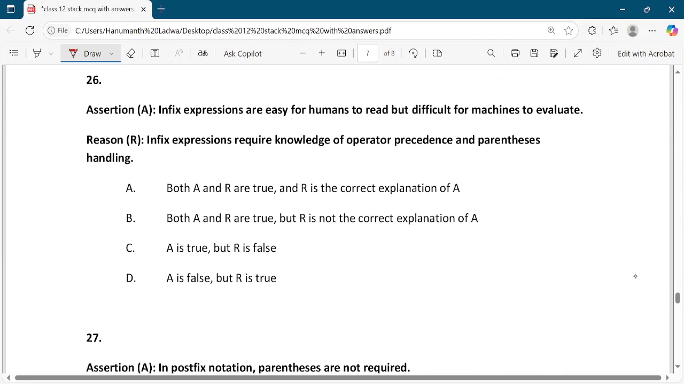Question number 26. Assertion A: Infix expressions are easy for humans to read but difficult for machines to evaluate. So this statement is true. Reason R: Infix expressions require knowledge of operator precedence and parenthesis handling. This statement is also true. Hence option A, both A and R are true and R is the correct explanation of A.